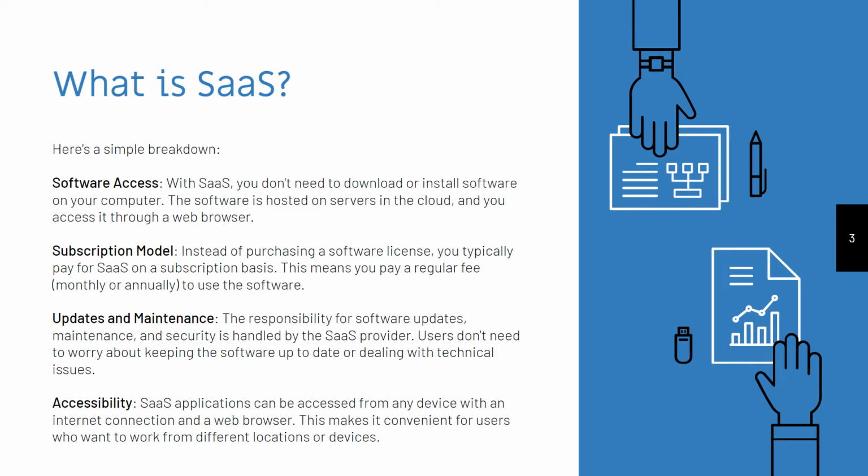Accessibility. SaaS applications can be accessed from any device with an internet connection and a web browser. This makes it convenient for users who want to work from different locations or devices.